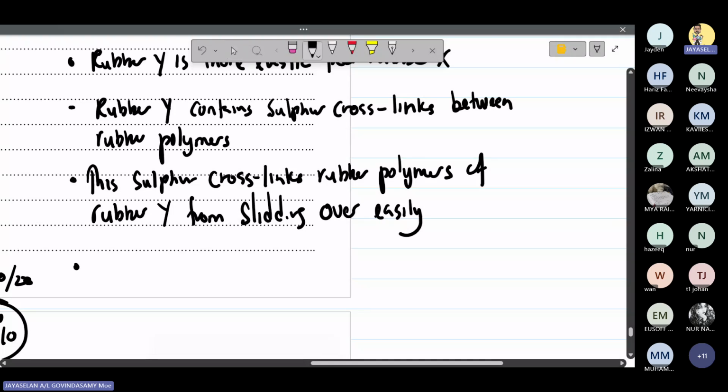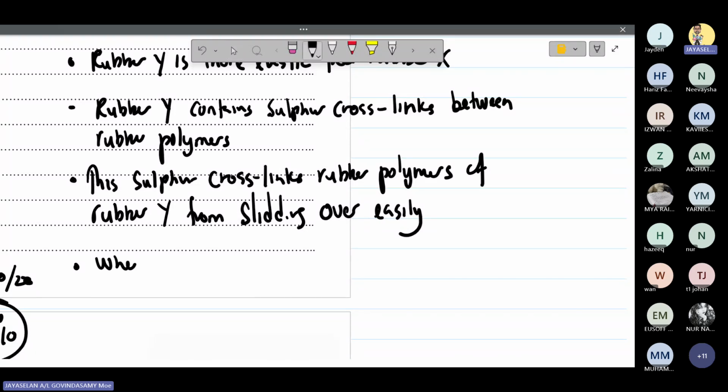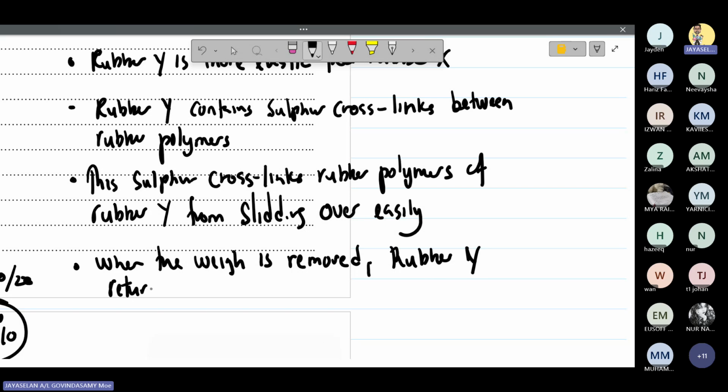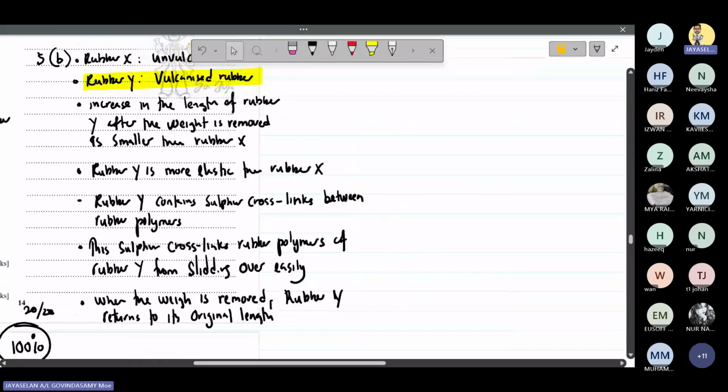Okay, last point saya letak. When the weight is removed, rubber Y returns to its original length, and it is more elastic. Itu je. So you already get full mark.